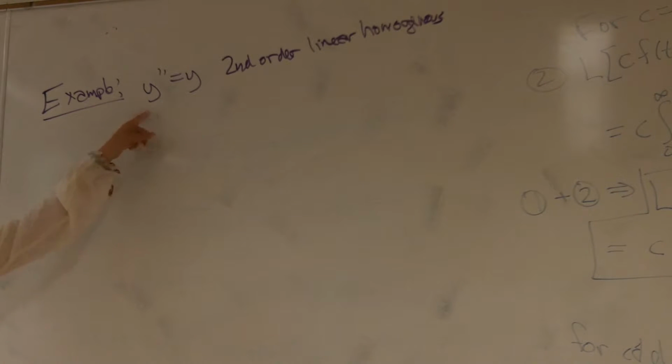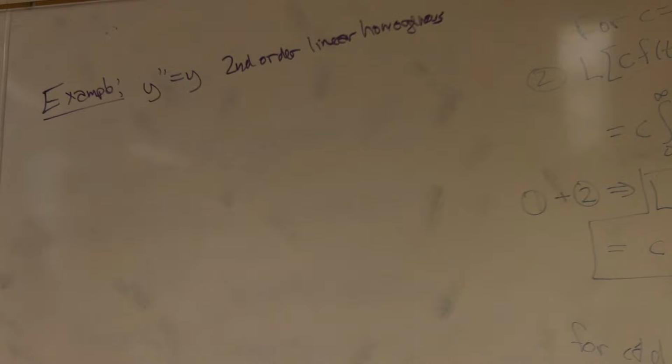It's second order because the second derivative is the highest order of derivative. It's linear because both y double prime and y are to the first power. And it's homogeneous because I could write it in the form y minus y double prime equals 0, and since there's a 0 on the right-hand side, it is a homogeneous equation. So we're asking for a function whose second derivative is equal to the function itself.